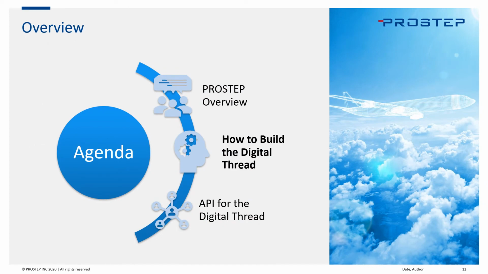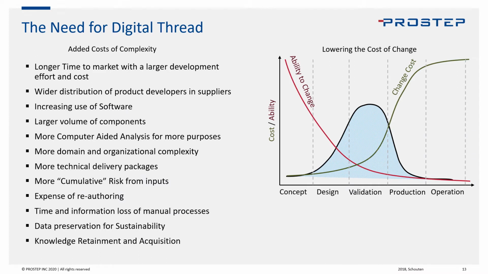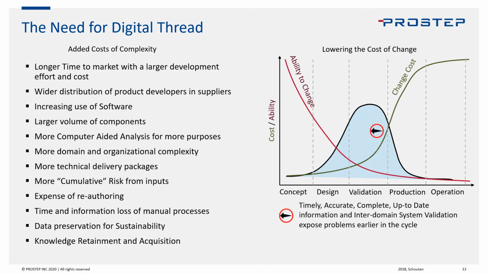So let's move on and discuss how to build the digital thread. So what we're seeing is this overall need for a digital thread in order to support, sustain, and organize data. So there's just more data in general, more software, more mechanical components, electrical components, a larger amount of suppliers that you might be using for these, and then also more responsibility of those suppliers.